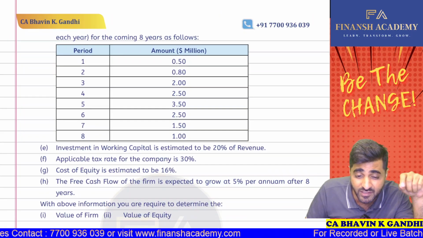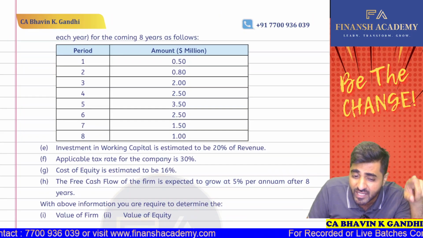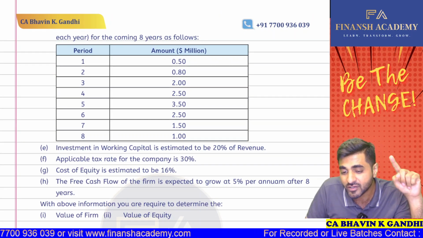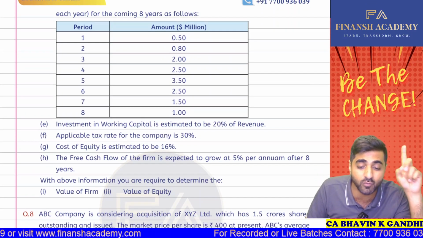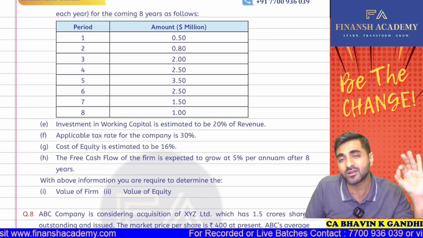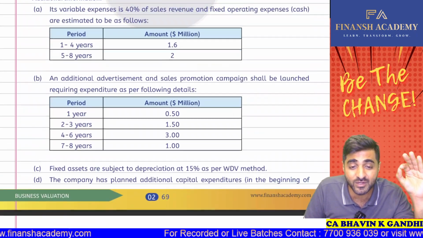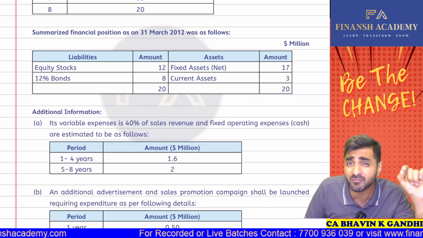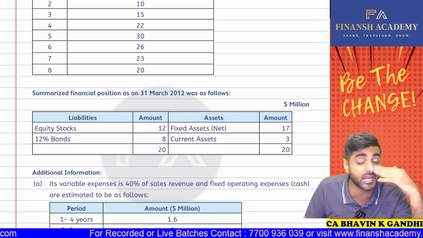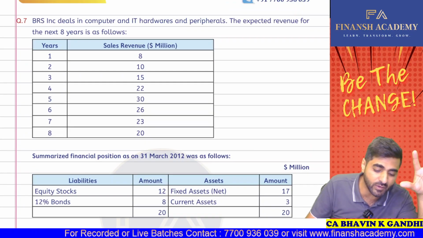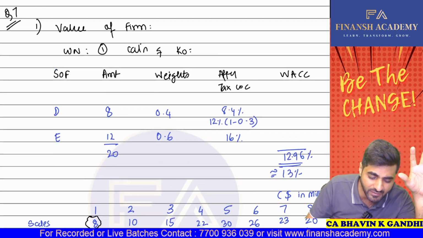Applicable tax rate is 30%, cost of equity 16%, and the free cash flow of the firm is expected to grow at 5% per annum after 8 years. We are required to calculate the value of the firm and the value of the equity. My dear students, this is a very massive question. I have made a very detailed video on how to solve this particular question, which is there on our YouTube channel. But I'll be revising this very quickly for you, and it's going to be a little bit lengthy.